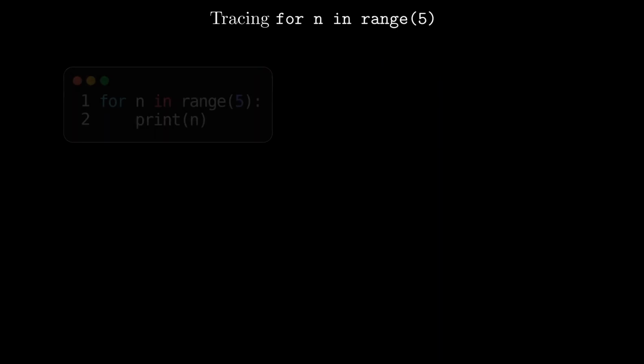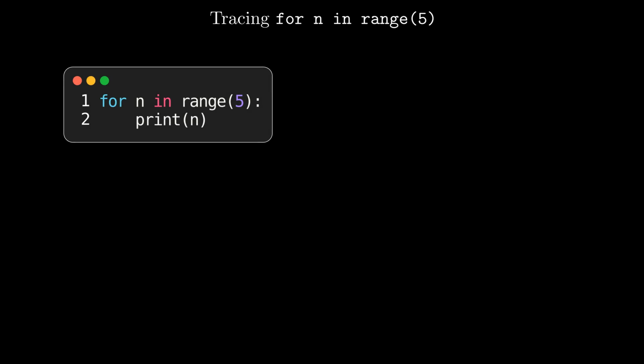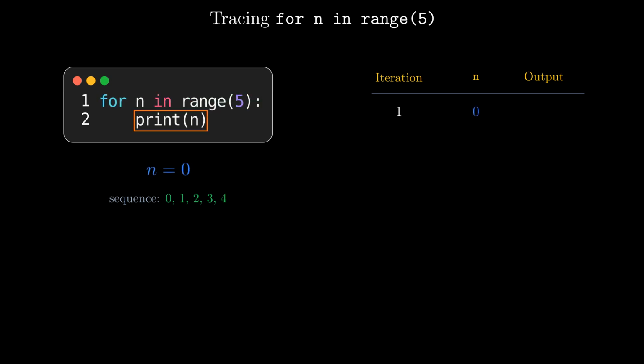Let's trace a complete example. The code: for n in range of 5, print n. Range of 5 generates 0, 1, 2, 3, 4. First iteration, Python sets n to 0, print output 0. Second iteration, n is reassigned to 1, output 1. Third, n becomes 2, output 2. Fourth, n is 3, output 3. Fifth and final, n is 4, output 4. The sequence is exhausted and the loop terminates.